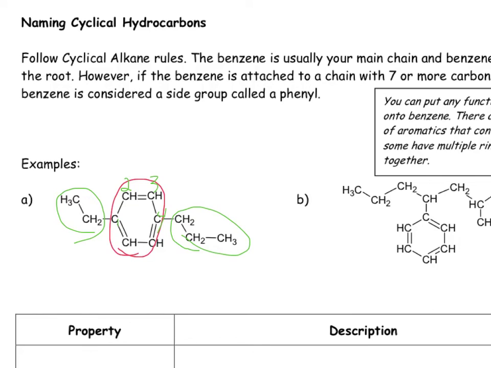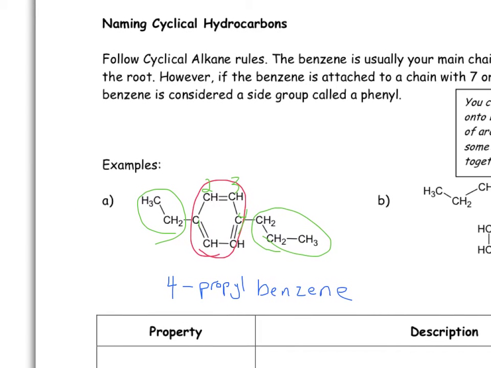Now, my main chain is a benzene. Now, attached to my benzene, on carbon number 4, I have a propyl. And on carbon number 2, I have an ethyl. So molecule A is 2-ethyl-4-propyl-benzene.